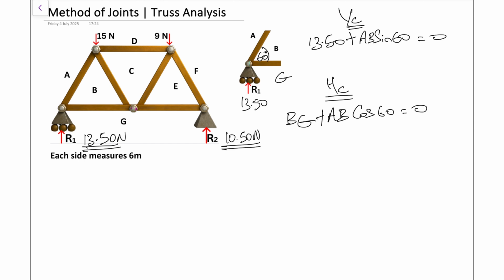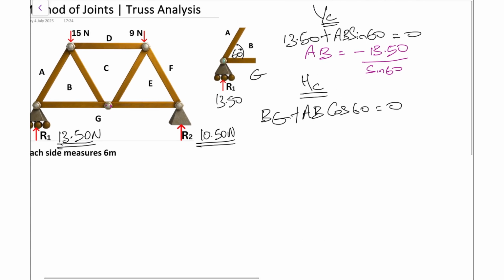So what we always have to aim at is to solve the equation with only one unknown first. In this instance, it's AB. So I'm going to go ahead and get the value for AB. AB would be equal to 13.50, which will be negative when we solve that, divided by sin 60. And our final answer there is AB is negative 15.59 newtons. So that's our AB done.